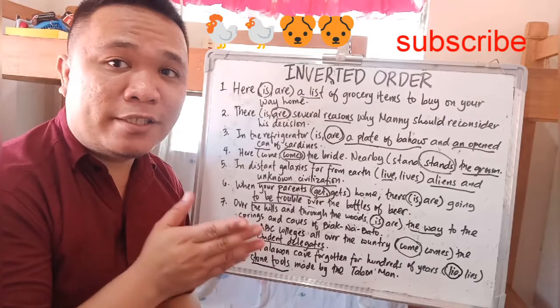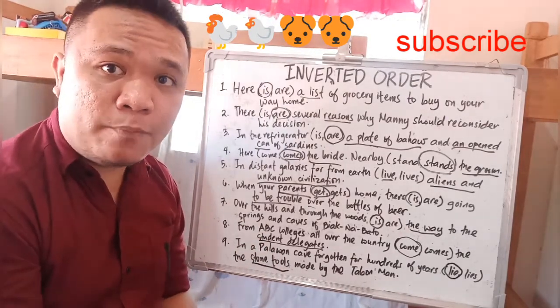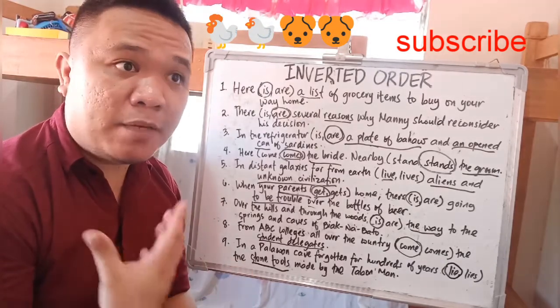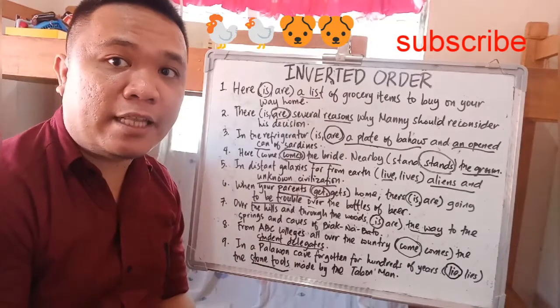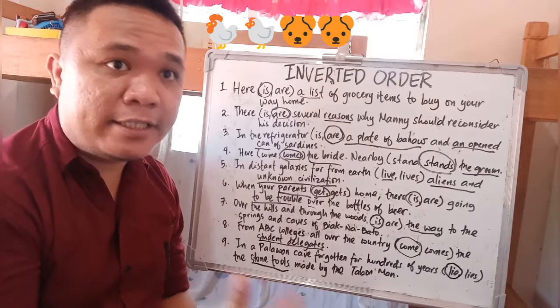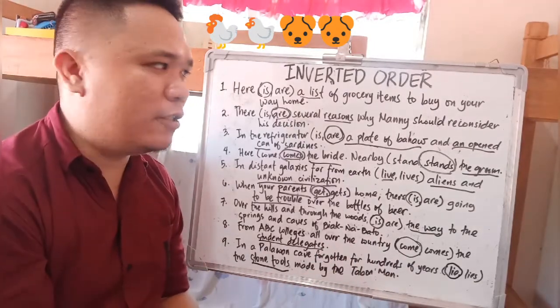Okay? So as a conclusion, inverted order is a sentence order where the prepositional phrases, adverb, and some other words are placed at the beginning of the sentence, followed by a verb and the subject and the complement, and the rest of the information.